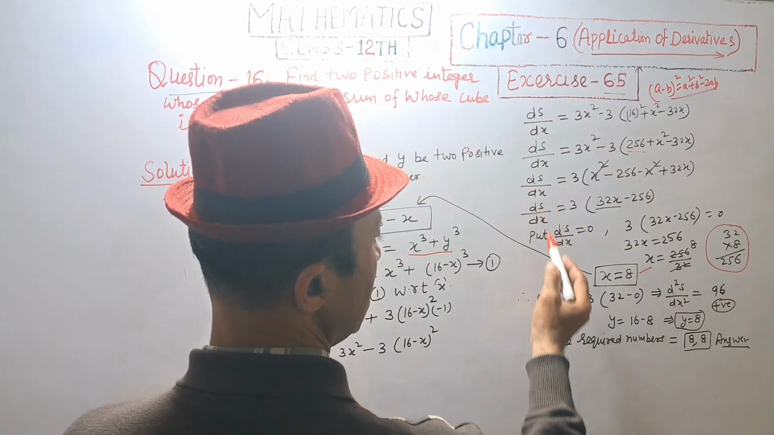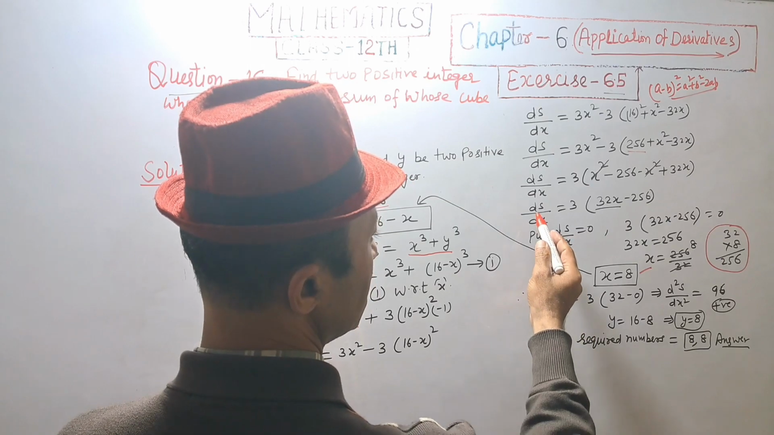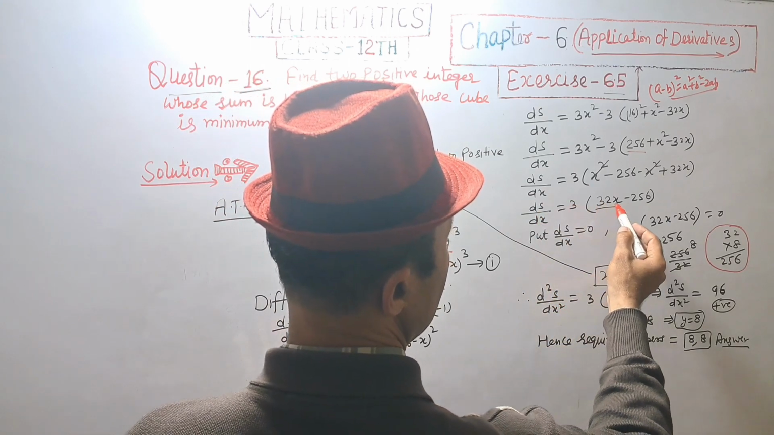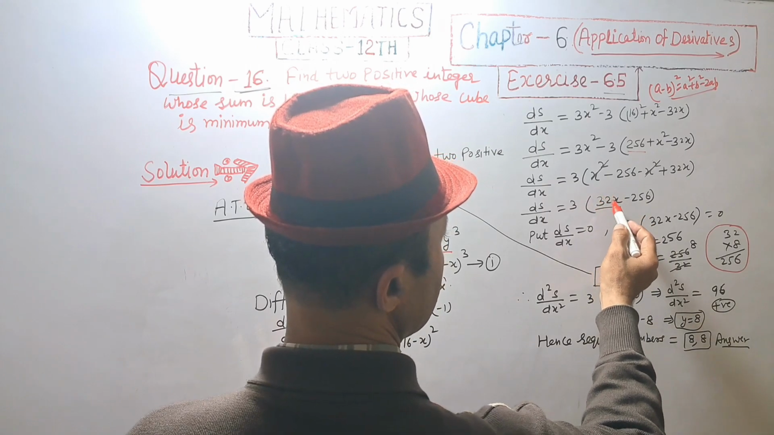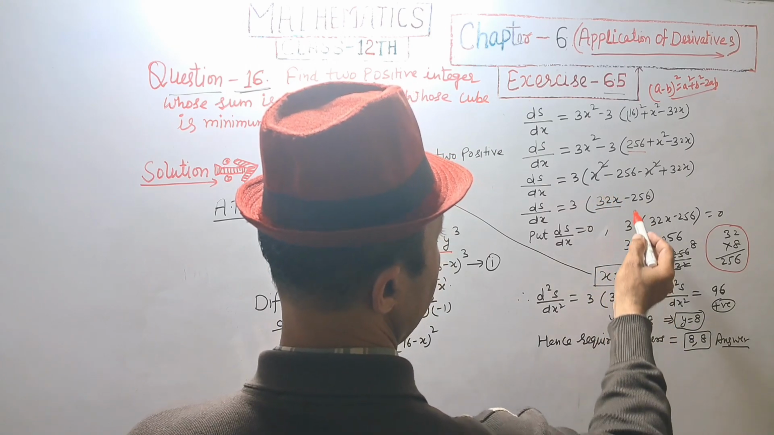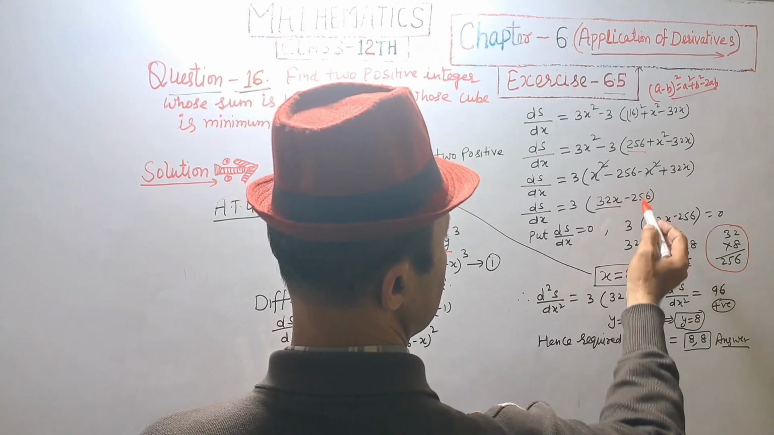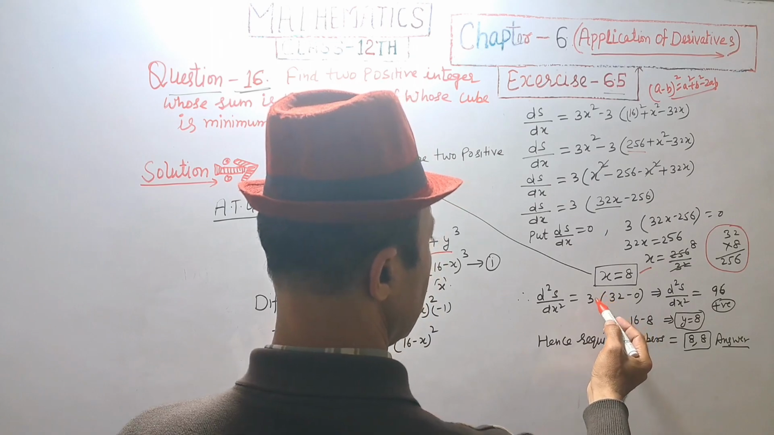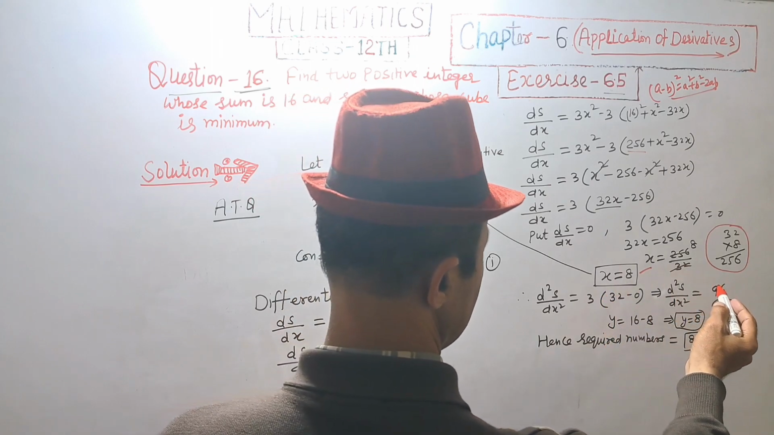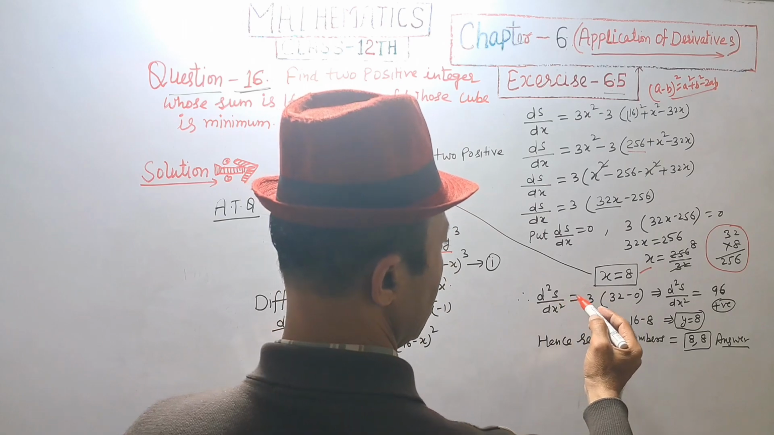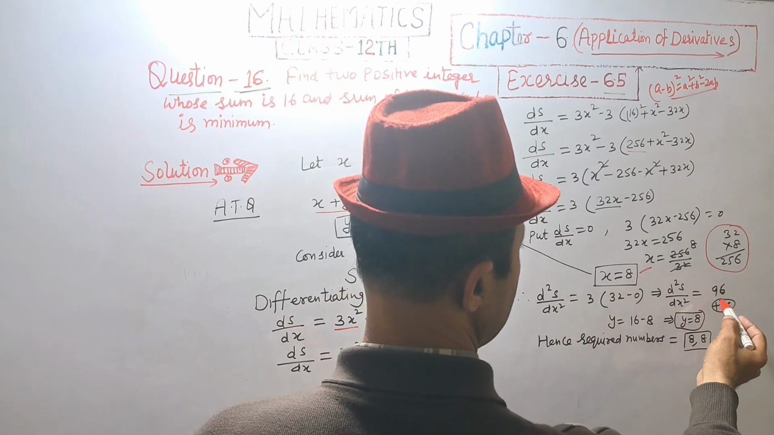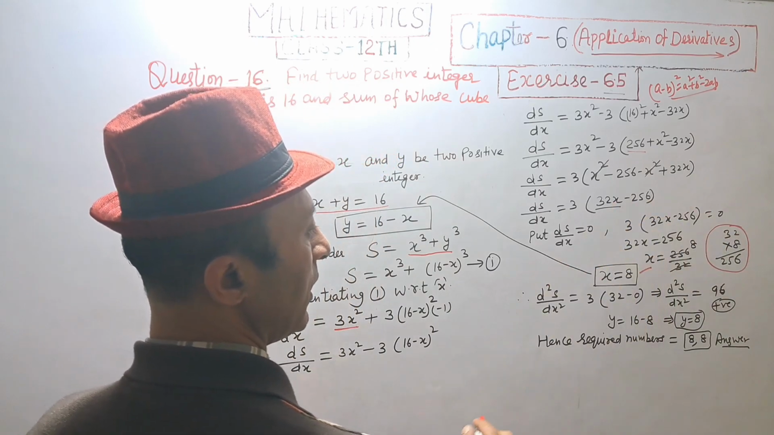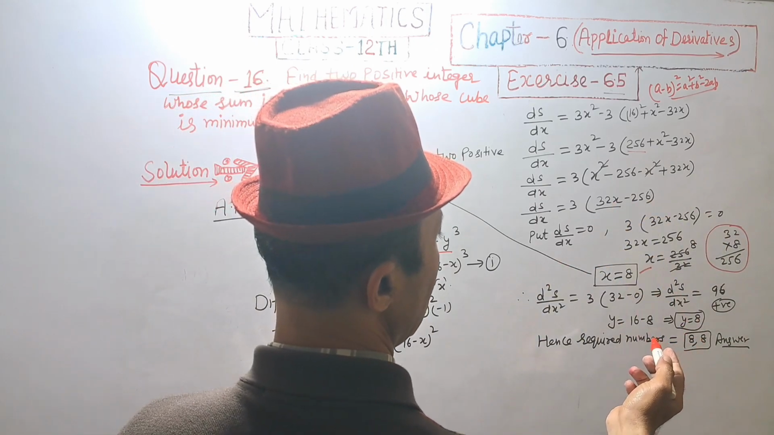Once again differentiating with respect to x, we get d square S upon dx square is equal to differentiation of 32x, which is 32, and derivative of the constant 256 will be 0. 32 multiplied by 3 is equal to 96. The double derivative is equal to positive 96, so it will be minimum and it gives a point of minima.